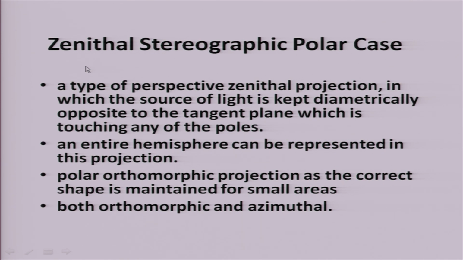Now coming on to another type of projection, which is zenithal stereographic polar case. You can very well define this projection also. Since it is written here zenithal, it means that the paper or the projecting surface is tangent to the globe, and stereographic means that the source of light is diametrically opposite to the tangent plane, and it is a polar case. Then it means that it is touching either of the two poles, whether it is north pole or south pole. And I'll show you how an entire hemisphere can be represented in this projection.